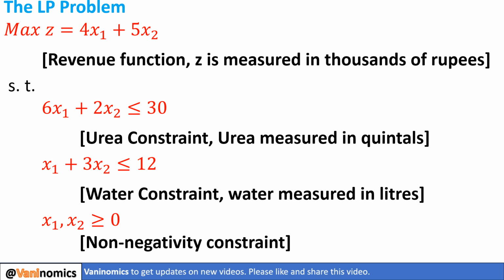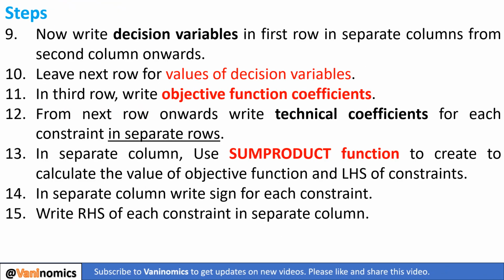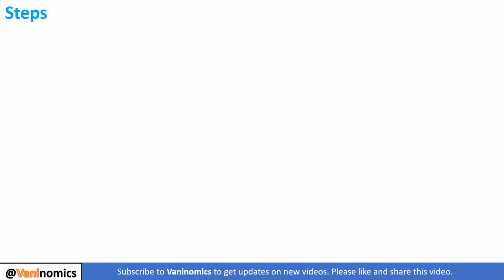Next, here we have a linear programming problem that we have discussed in our class. So it is regarding production of two different commodities, which the production levels are represented by x1 and x2, and it is a revenue maximization problem where urea and water constraints are there. Then steps, these steps I will illustrate now one by one.